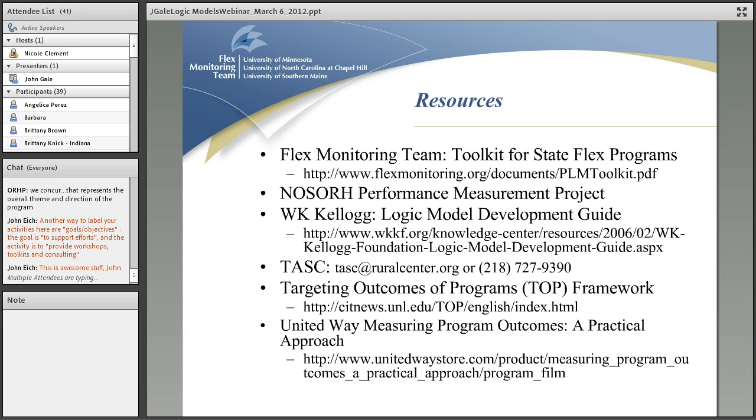The Targeted Outcomes Program Framework is a resource that talks a lot about setting up those outcomes and working with outcomes, and a tool that I found useful. Unfortunately, it's for purchase only, but it's only $5, which is a United Way guide, Measuring Program Outcomes, very practical. So these are some resources. There are others I'd be happy to share with folks as we go along. I'll open it up for questions.